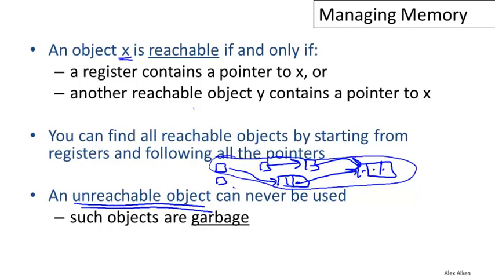So all the other objects, the ones that you were not able to reach by recursively starting at registers and following pointers as far as you could, those objects can never be used because clearly the implementation can only access things through registers and then only find additional things by loading pointers out of objects that it can reach from the registers. So anything that it can't reach by some sequence of such steps, it will never be used again and is garbage.